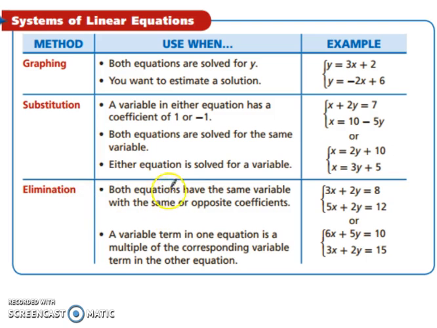Elimination is good when both equations have the same variable with the same or opposite coefficients, because then you can simply add or subtract to eliminate. The other time to use elimination is when a variable term in one equation is a multiple of the corresponding variable term in another equation. So kind of like what we were doing today.